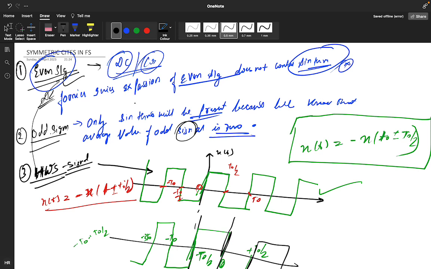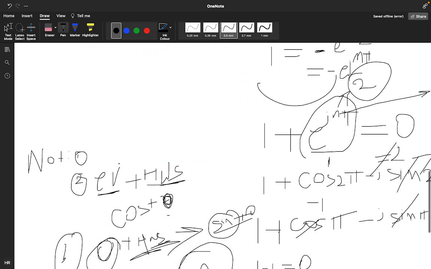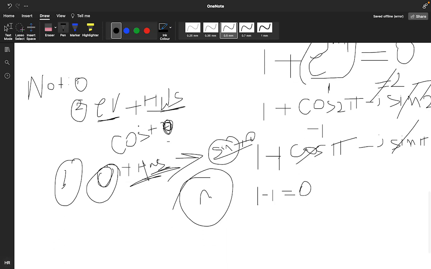Odd harmonics means, like what we put in the function e to the power j n omega naught t, you will get only odd terms: 1, 3, 5, 7. While doing the example you will understand. So this was the concept of odd half wave symmetric.